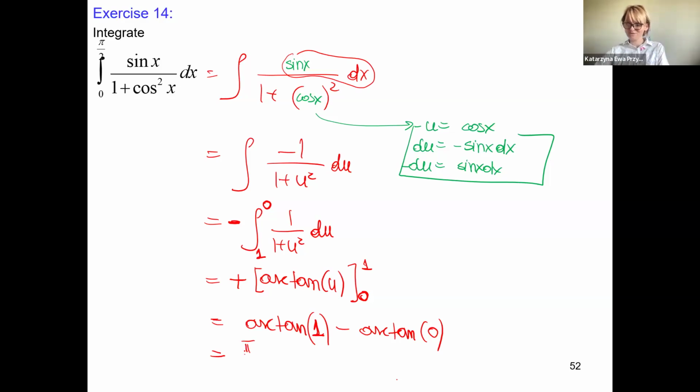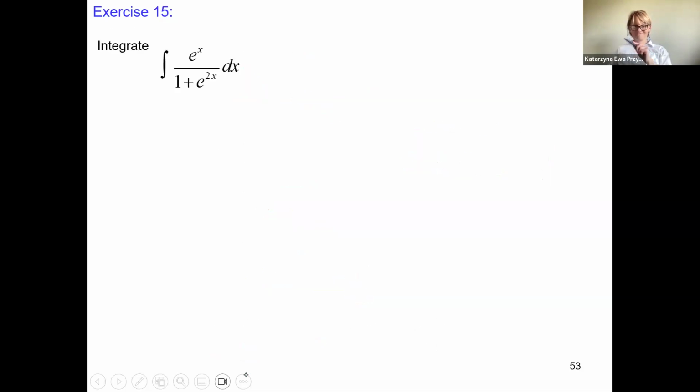Pi over 4. Thank you for helping. Okay, I will not rewrite this. You can find the new limits. Okay, that's in. Please, yeah, please be really careful. Okay, what else? Let me check.